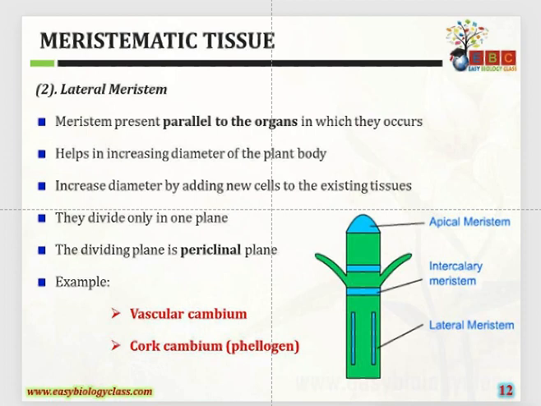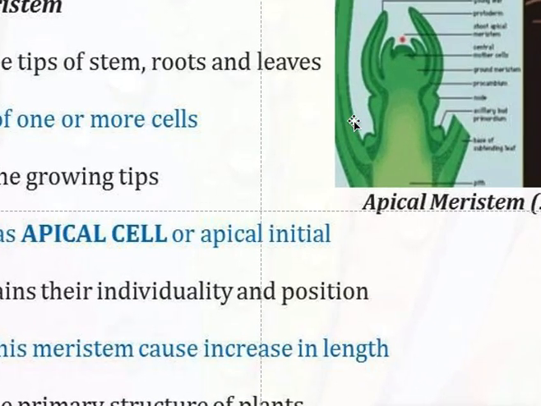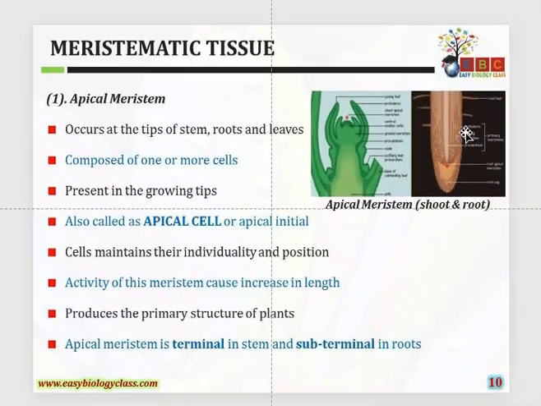Okay, so in detail, you have the shoot and the root apical meristem. The shoot apical meristem is found at the tips, and the first cell at the tip is known as the apical cell or the apical initial. The root tip also has the apical meristem.